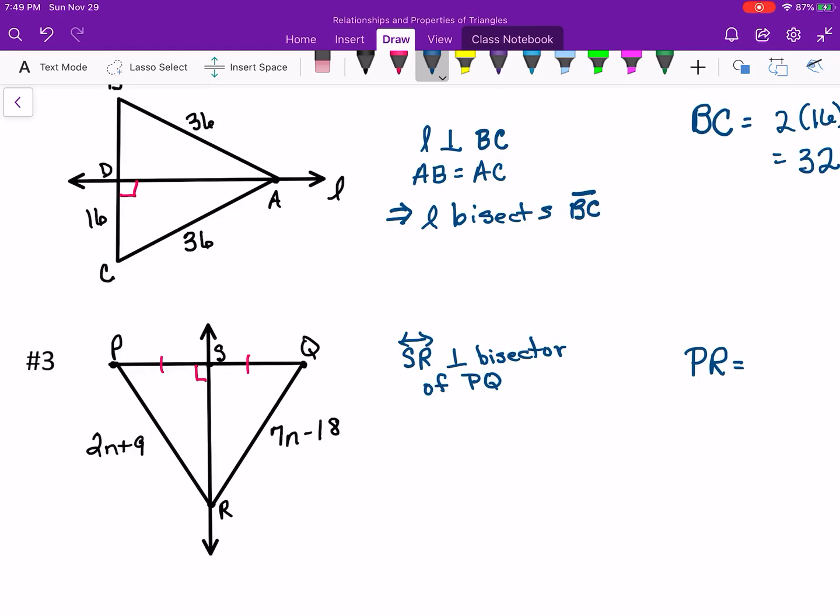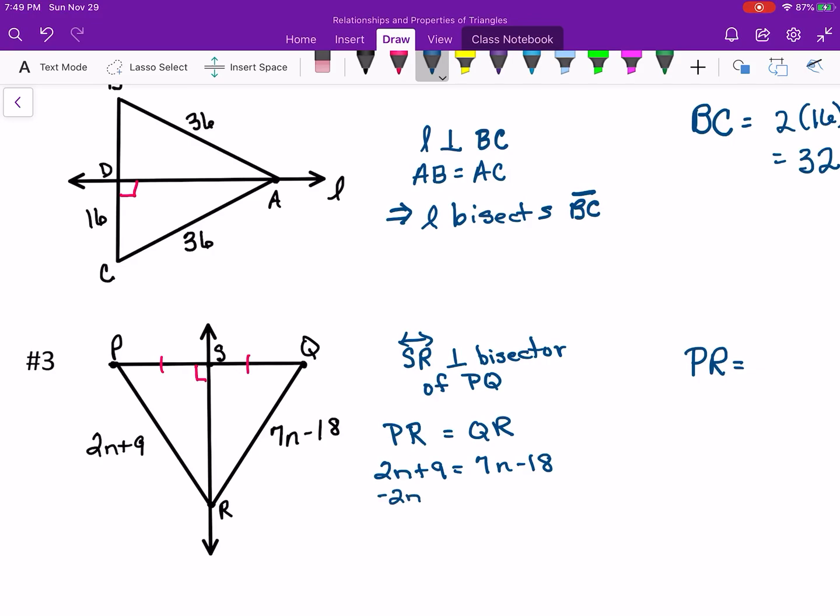So by the theorem, PR and QR are of equal measure. So if we could figure out one of them, we'll know both of them. And we're looking for PR. We don't have any numbers, but we do know that PR is 2n plus 9. We know that QR is 7n minus 18. And if you look at the equation, since they're the same length, we can set them equal to each other. If we could find n, then we could solve for PR. So let's solve this thing for n.